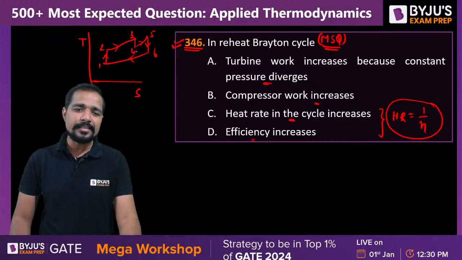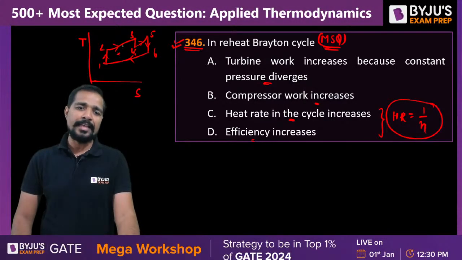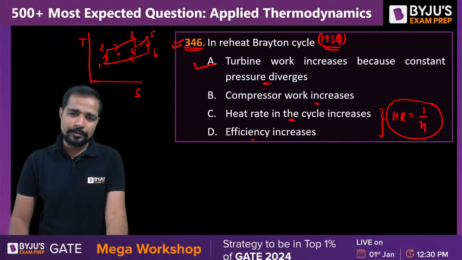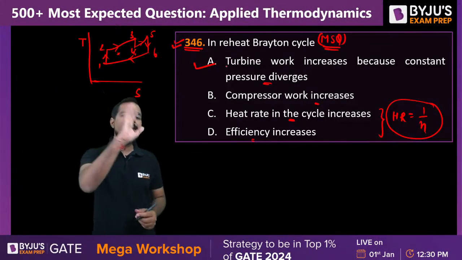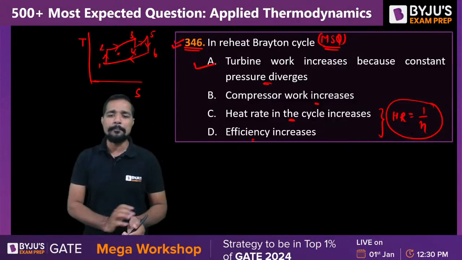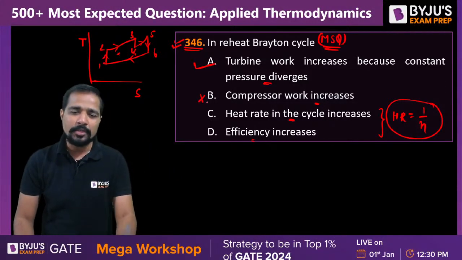Turbine work increases, sir. If reheating is not there, then this is the area of the work done, the area of the TS diagram. So this is the absolutely correct answer. Turbine work increases, Mohammed. Okay. What about the compressor work? It remains constant. Not a correct answer.